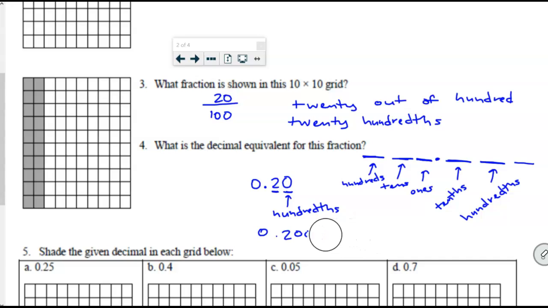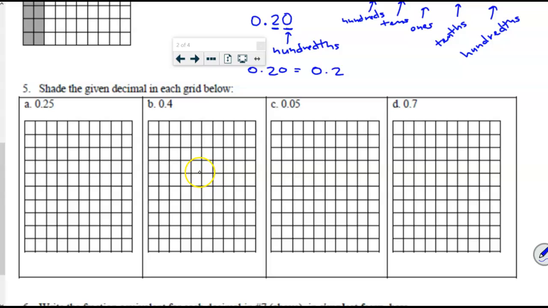I'm lazy, and even though this is 20 in the hundredths place, typically we're too lazy and we would just write it as 0.2. So please understand that 20 in the hundredths place is the same as 2 in the tenths place. Think about this. 20 cents, 20 little pennies is the same as 2 dimes, right? So these are equivalent. Sometimes we drop that 0 at the end.